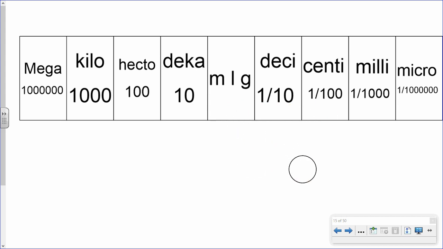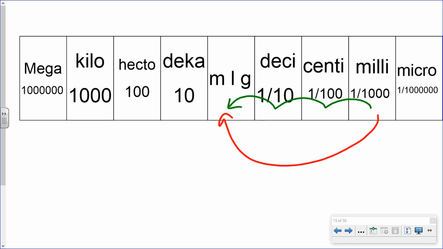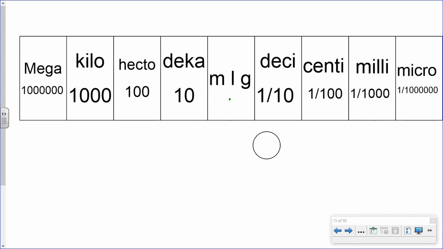Okay, let's see if that works. Now, let's try another one. If I want to go from here all the way to here, how many blocks do I jump? 1, 2, 3 blocks to the left. Okay, so that means I have 1, 2, 3 zeros. That's 1,000 millis in 1 meter, liter, or gram. So that could be 1,000 millimeters in a meter, 1,000 milliliters in 1 liter, or 1,000 milligrams in a gram.